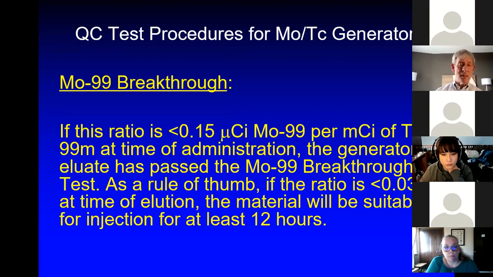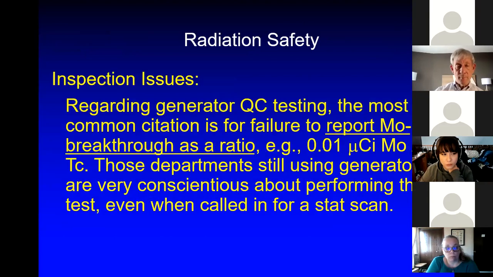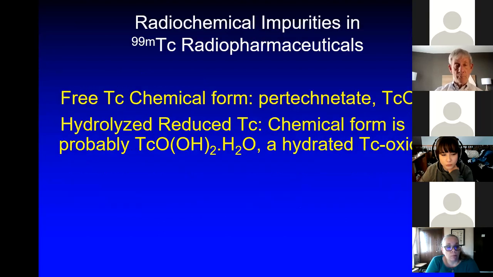And as a rule of thumb, it's just a calculation I did. If it's below 0.038, it will take at least 12 hours to get up to the limit of 0.15. So that's just a good rule of thumb. It's not anything legal at all, but just a calculation I did. Just as an inspection issue, the inspectors want to see a ratio. They don't want you to eyeball the numbers and say it looks like a pass. They want to know the ratio. And today you don't have to worry about that because your computer always calculates that ratio for you.